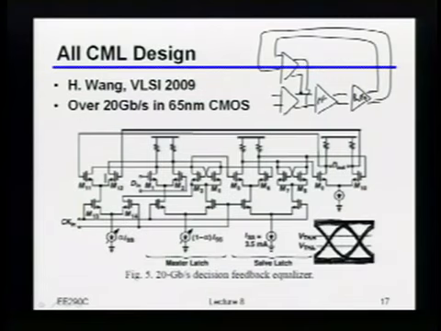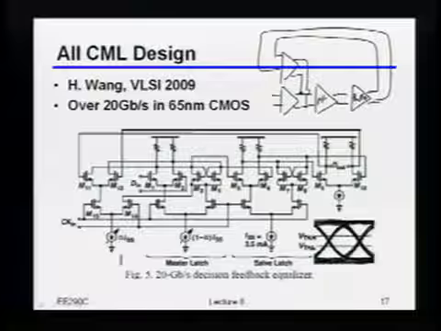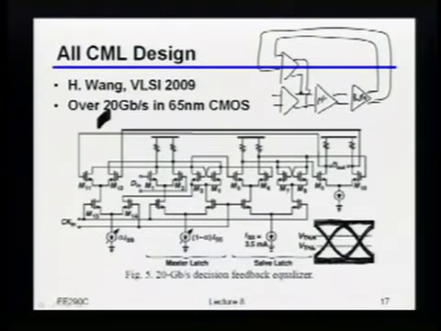Okay? So again, with this particular design, you can maybe have some questions about how much equalization it was really doing and things like that. But it was showing that something up to about 20 gigabits per second was actually possible even in a 65 nanometer CMOS technology. Okay? So just to put that in perspective, that's 50 picoseconds for everything, right?